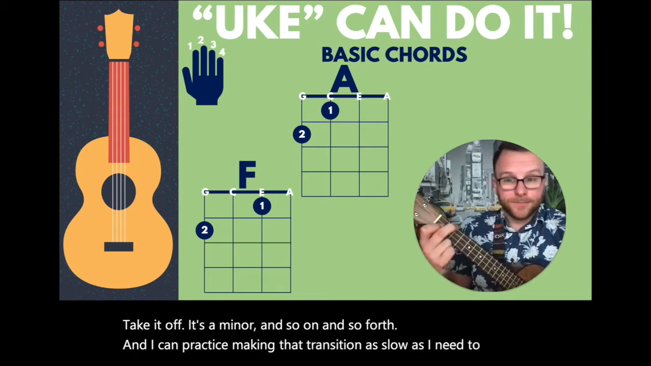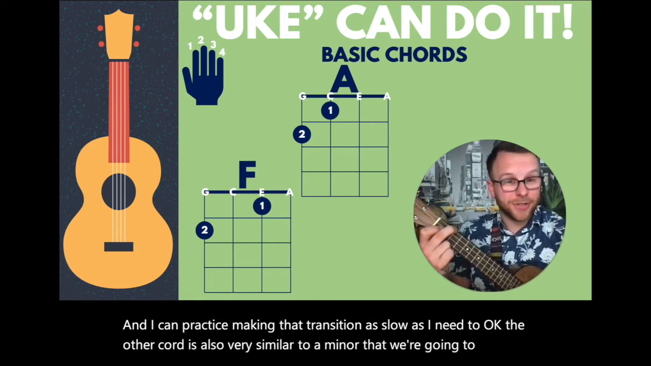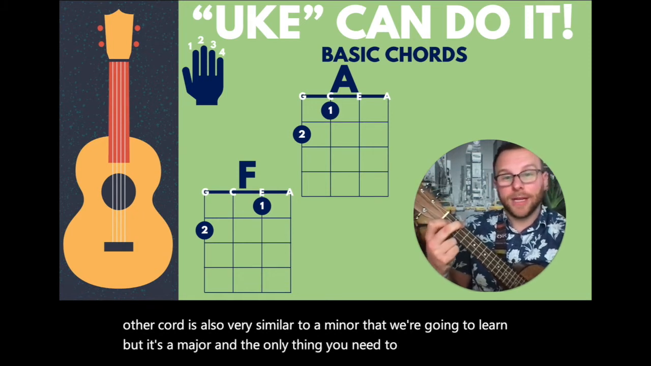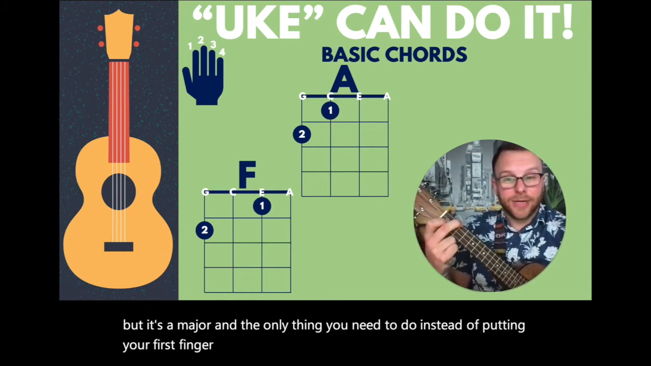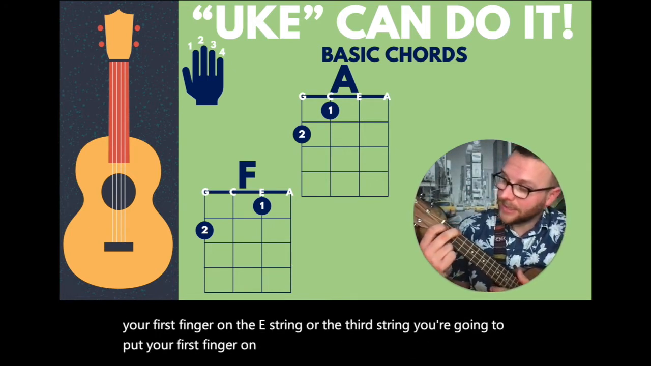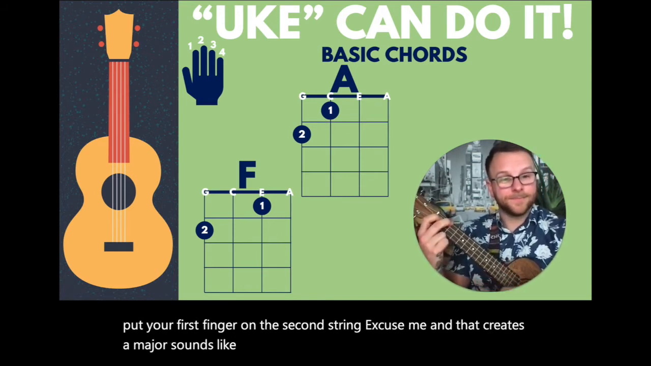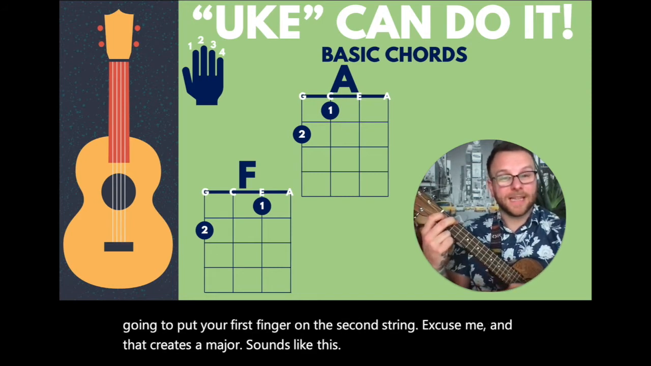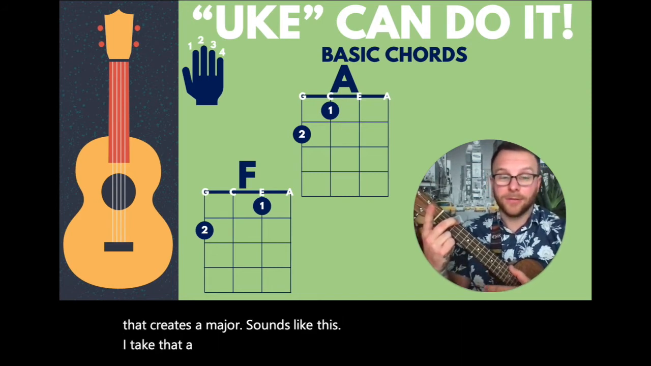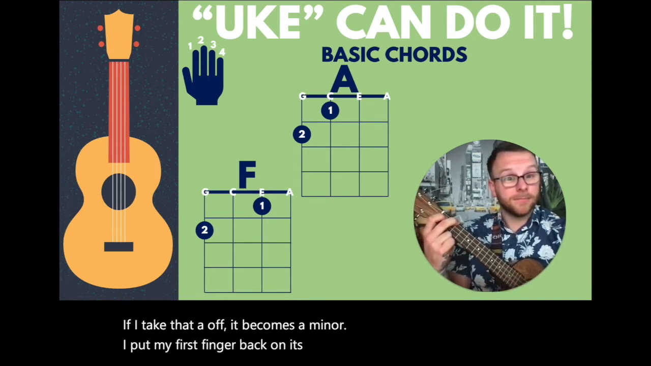The other chord is also very similar to A minor that we're going to learn, but it's A major. And the only thing you need to do, instead of putting your 1st finger on the E string or the 3rd string, you're going to put your 1st finger on the 2nd string, and that creates A major. Sounds like this. If I take that finger off, it becomes A minor. If I put my 1st finger back on, it's A major. Okay, and you can practice in between those as well.